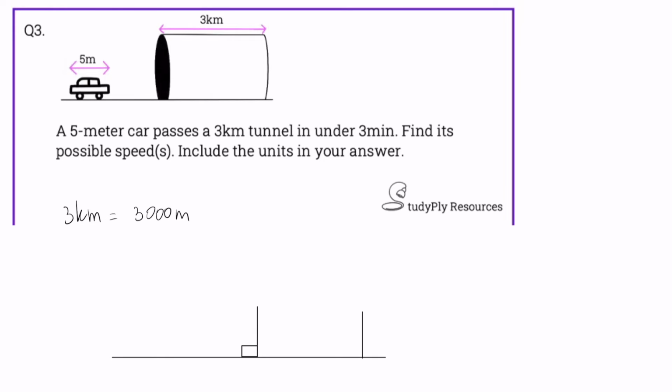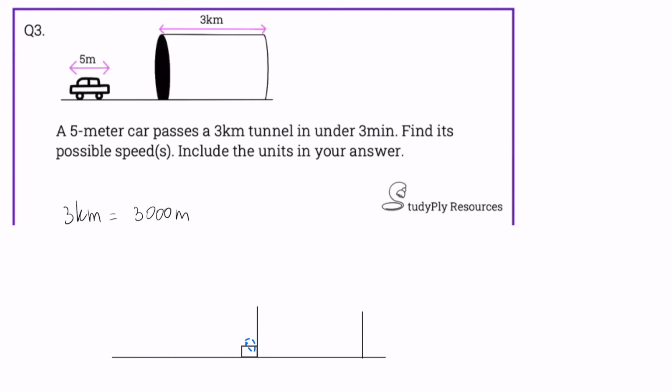Now, when the question says passes a tunnel, that means it passes it completely. So first the car enters the tunnel with its nose, goes through the whole tunnel, and in order to completely pass the tunnel, it will need to exit the tunnel with its back. So again, it enters with its nose. This is when the time starts counting, right? For the car passing the tunnel, it goes through, and to completely pass the tunnel, it will need to leave the tunnel with its back.